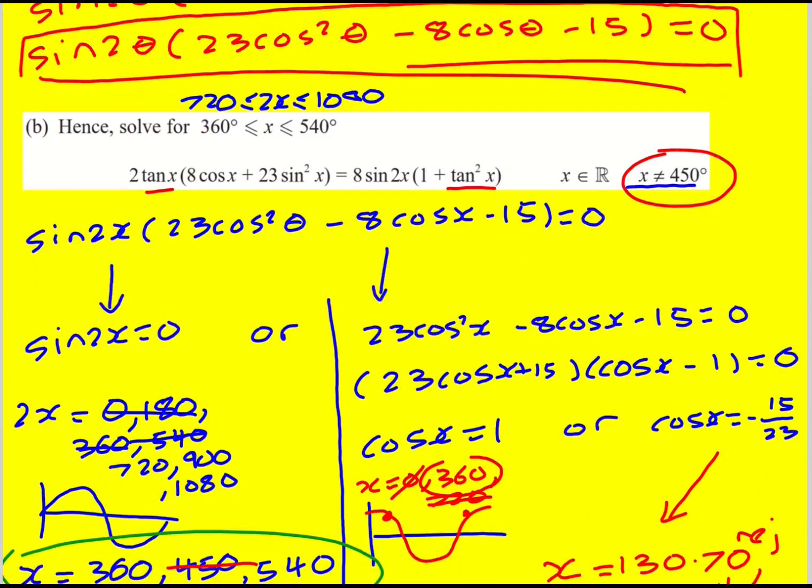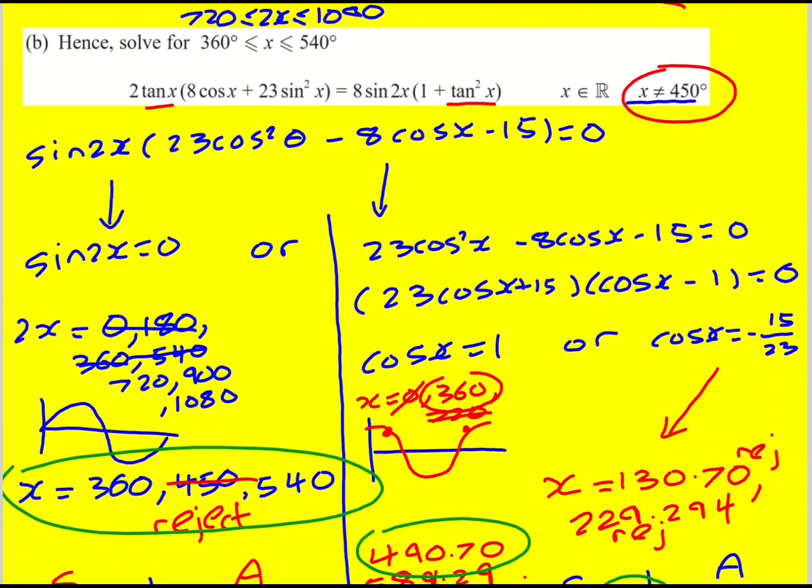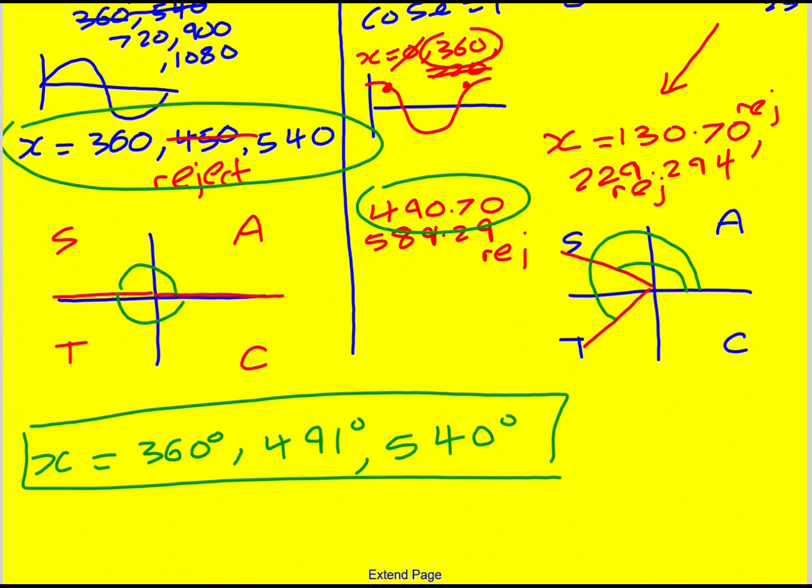Okay, so slightly different trig question here with this double angle formula and this 450 that you have to be careful of, and then a hidden quadratic in cos. But those are the steps we do. Very well done.